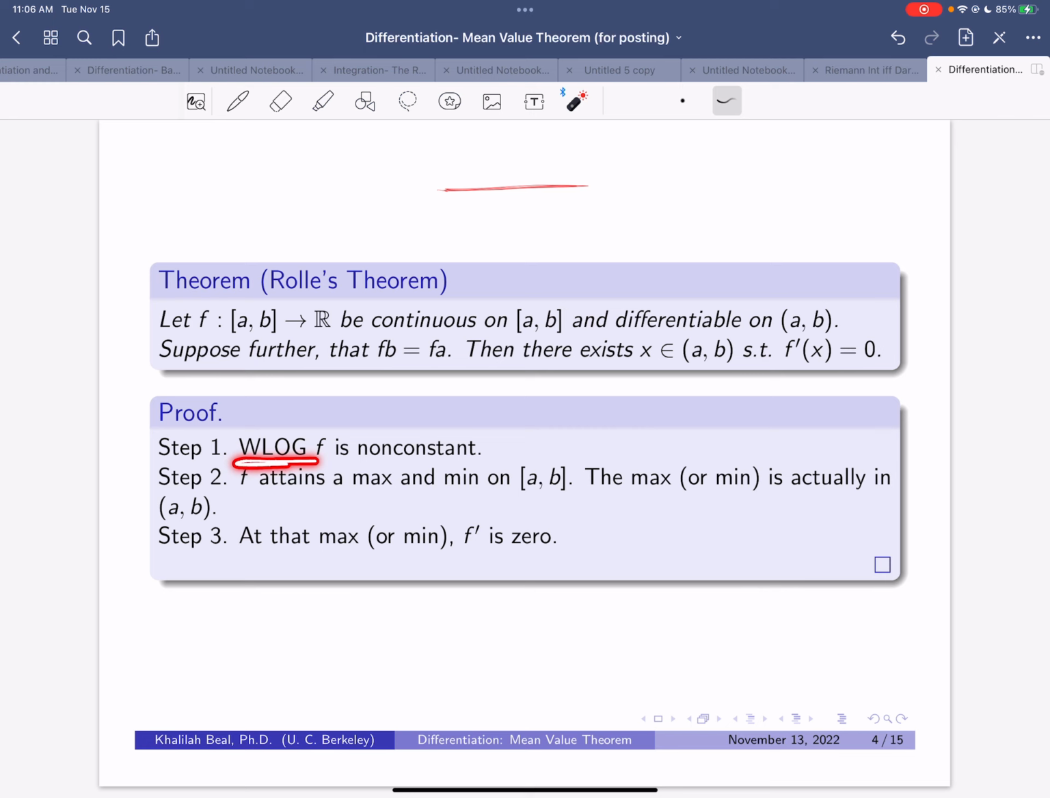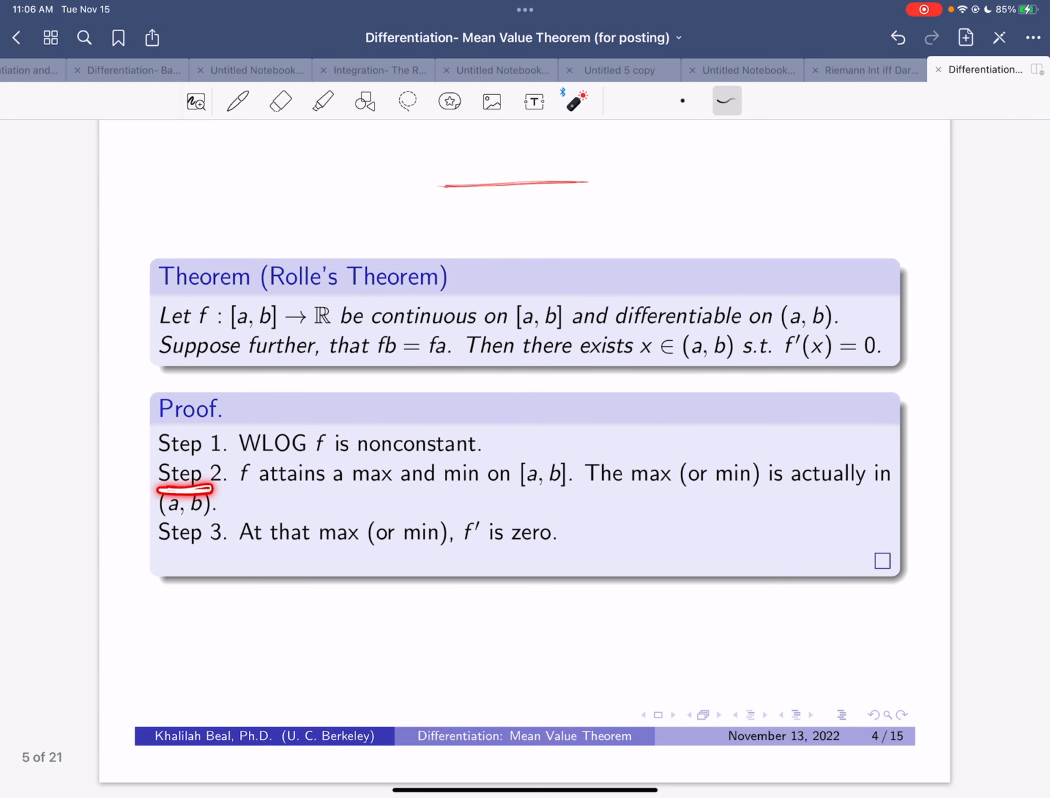So the interesting case is when f is non-constant. And then step 2, by the extreme value theorem, because f is continuous on this compact domain, f has to attain a max and a min at some point, maybe x0, x1, right? The max and the min aren't going to be on the endpoints because f is non-constant.